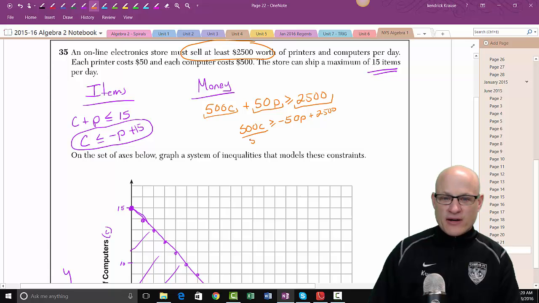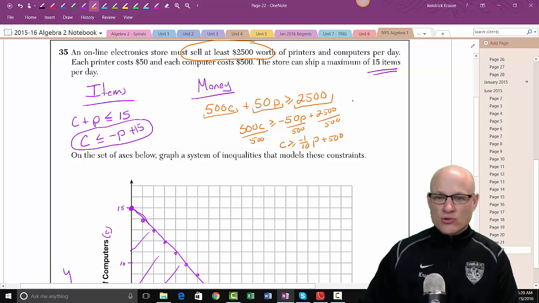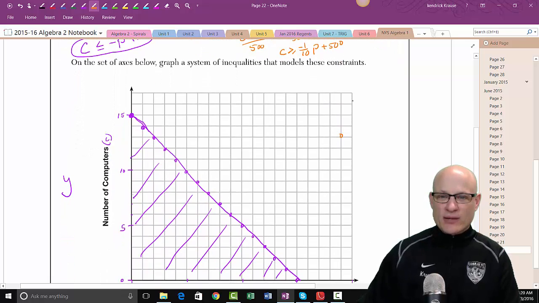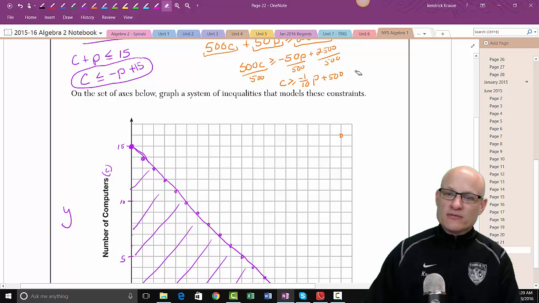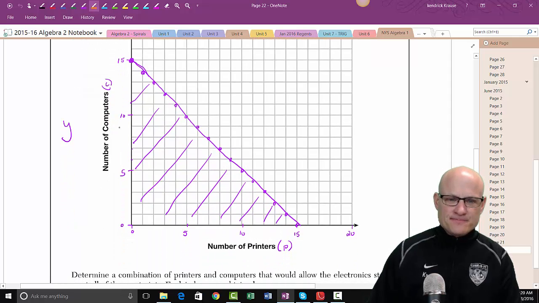All right, so again, because C is our y-axis, we're going to solve for C. So I get 500C is greater than or equal to negative 50P plus 2,500. Now we're going to divide by 500. And I get C is greater than or equal to negative 1/10 P plus 5. Not plus 500, plus 5. 500 would be a problem. We couldn't graph 500. 2,500 divided by 500 is 5. So our y-intercept is 5.